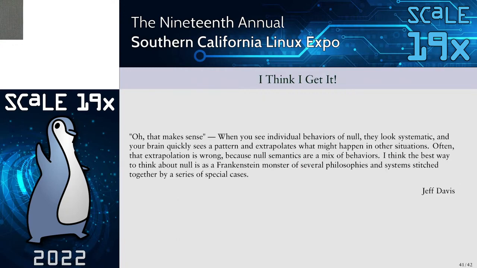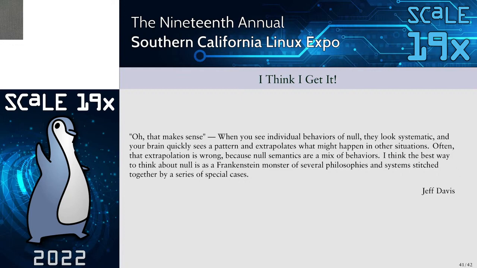Okay, this is the conclusion. I think it'll make sense to you, and I'm just going to read this. This is from Jeff Davis. I don't think he's coming, but he's one of our Postgres contributors. He says: when you see individual behaviors of null, they look systematic, and your brain quickly sees a pattern and extrapolates what might happen in other situations. This is everybody. Often, that extrapolation is wrong, because null semantics are a mix of behaviors.